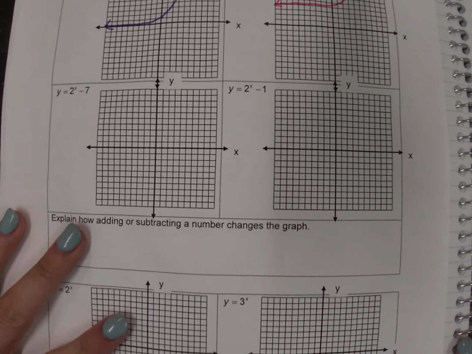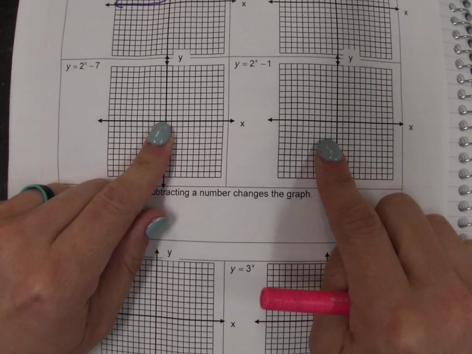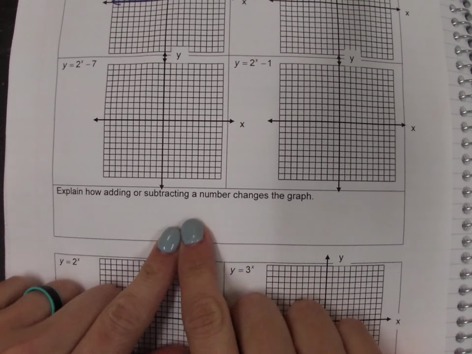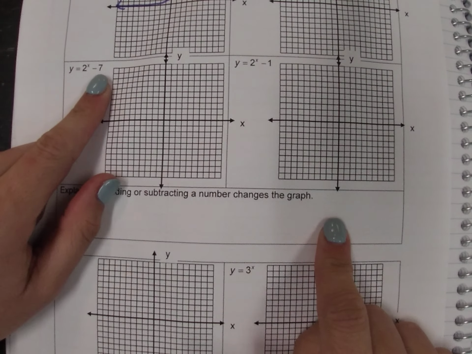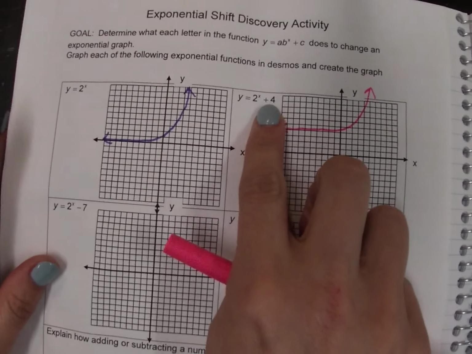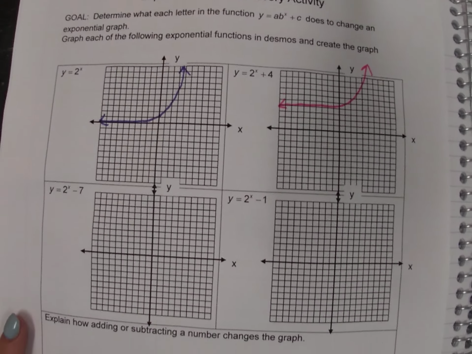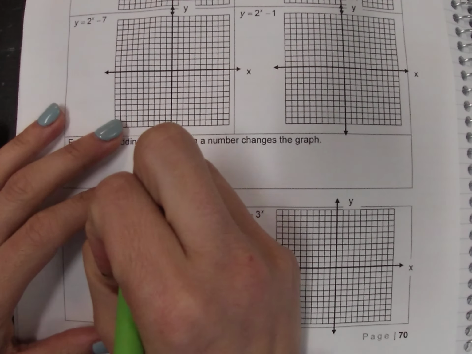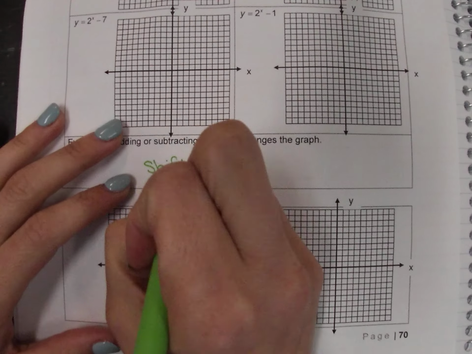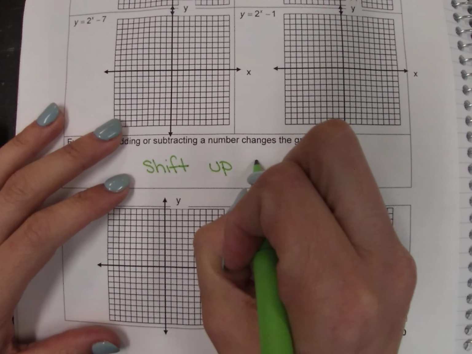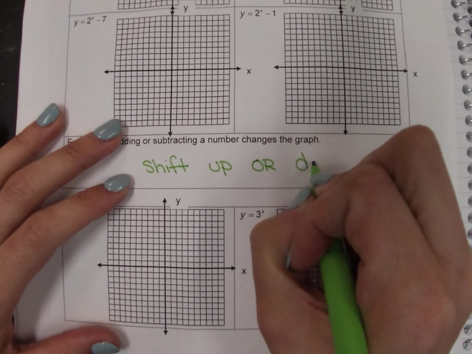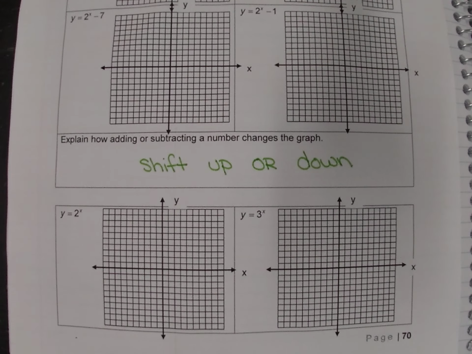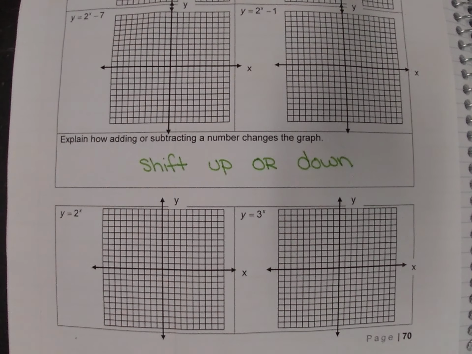Okay, so your job is going to be to graph these two in Desmos, and then to explain how adding or subtracting a number here at the end of the equation is changing this graph. In some way, shape, or form, hopefully we are noticing that that graph is making a shift up or down, depending on the number. But again, that can be in your own words, depending on what you see as you look through all of those different graphs.